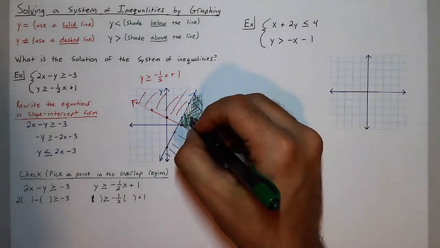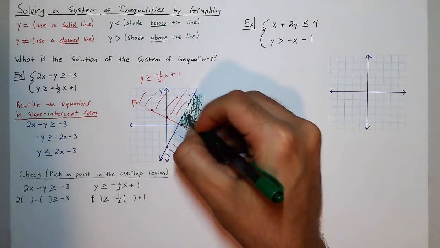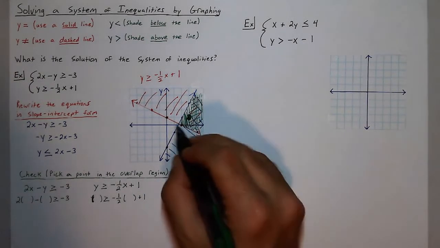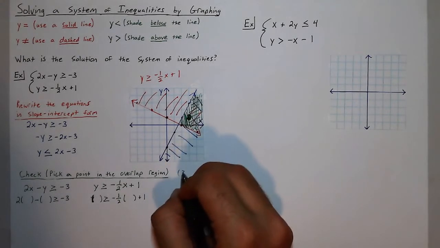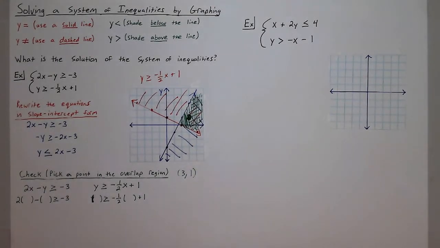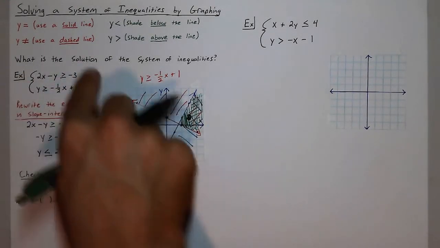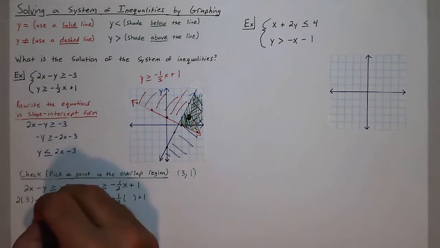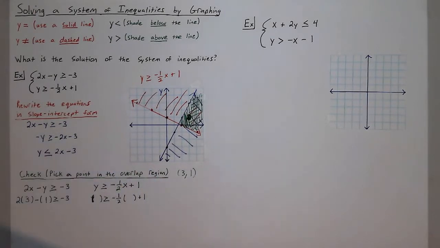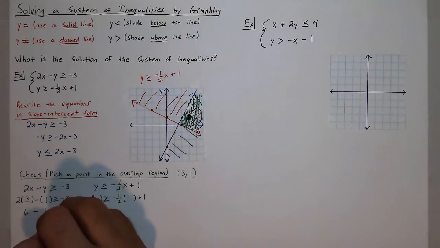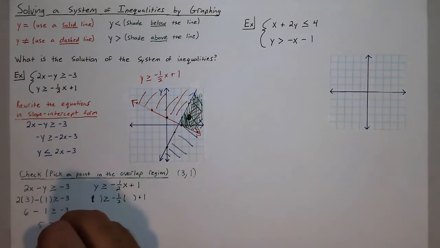So I'm going to pick this point right here, make it very big so it stands out. But that point is 1, 2, 3, comma, up 1, 1. That should work in both of my inequalities. And I'm going to plug it back into what they originally looked like. So 3 in for x, 1 in for y. And by doing so, I'll get 2 times 3, which is 6, minus 1 is greater than or equal to negative 3. 5 is greater than or equal to negative 3, so that works.